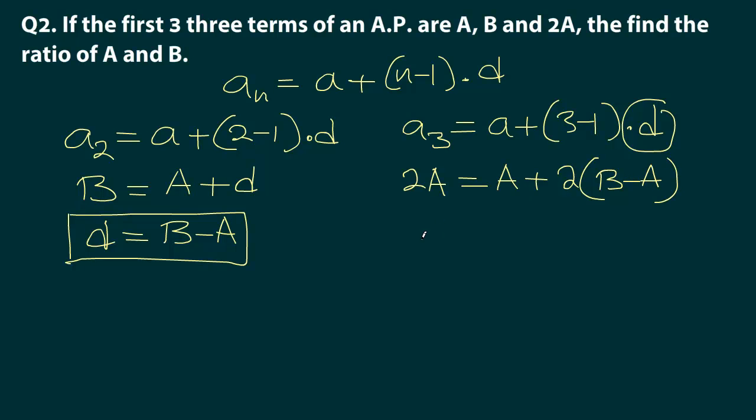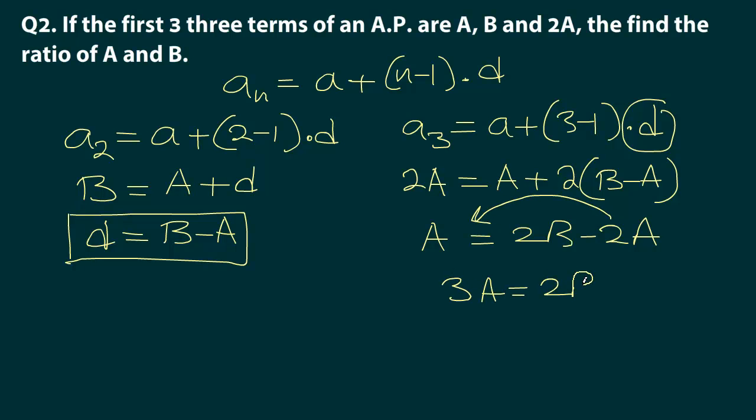And if we solve this, we will have basically this a can come here. So we will have a equals 2b minus 2a. Simply now we are going to bring this a over this side. So we will have 3a equal to 2b, or simply a by b will be equal to 2 by 3.